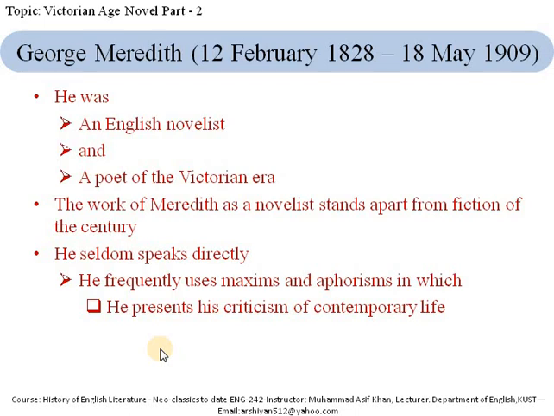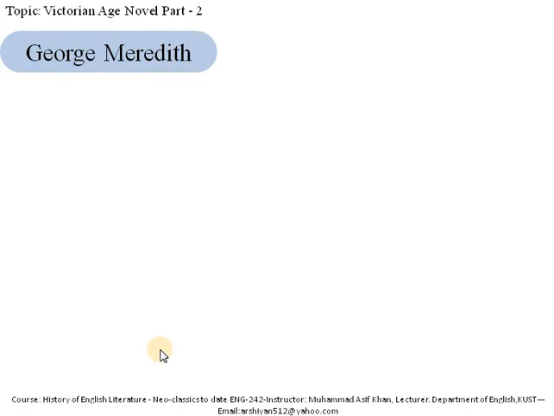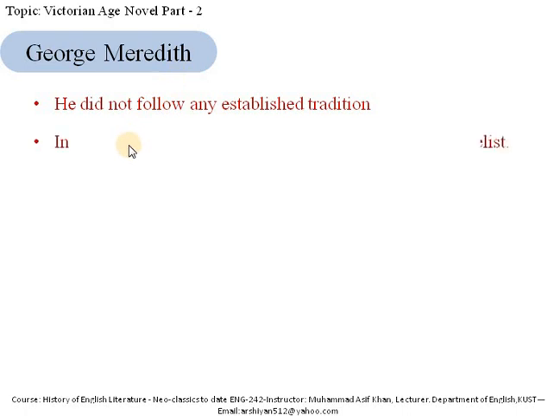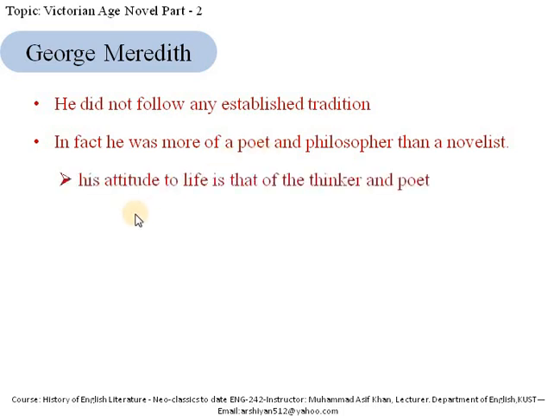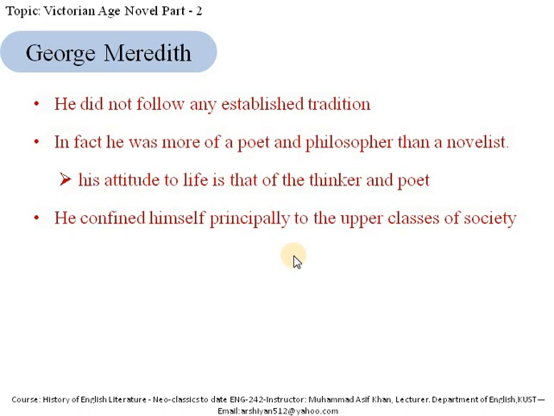George Meredith appears to stand apart from the fiction of the century because he did not follow any established tradition. In fact he was more of a poet and philosopher than a novelist, because his attitude to life is that of the thinker and the poet. He includes details in his novels like a philosopher, and presents his thoughts like a poet. So he is very different from the novelists of the earlier Victorian age.